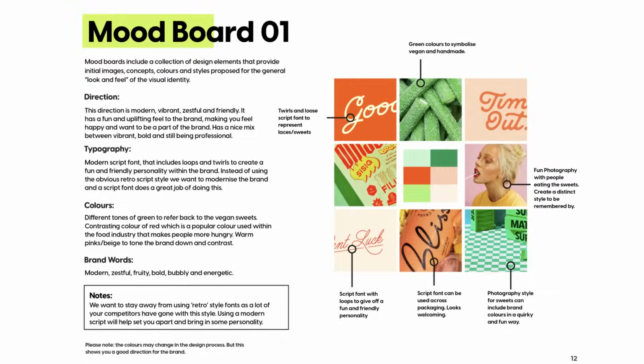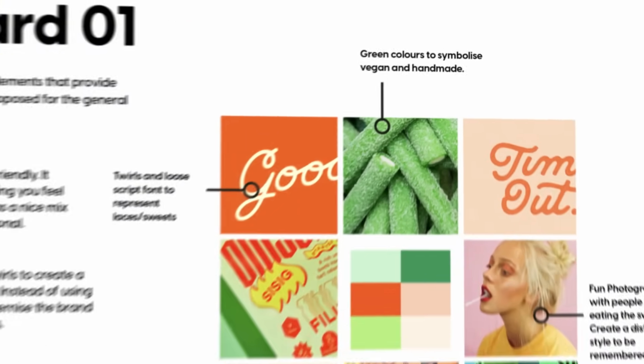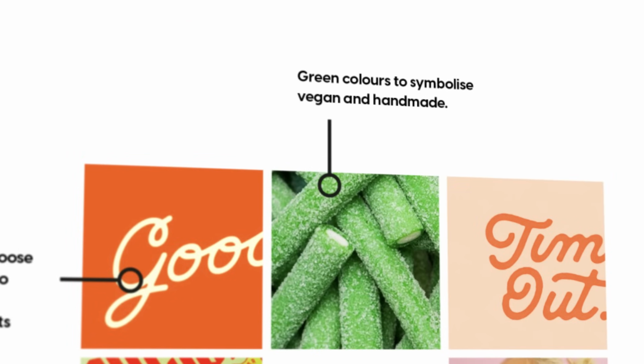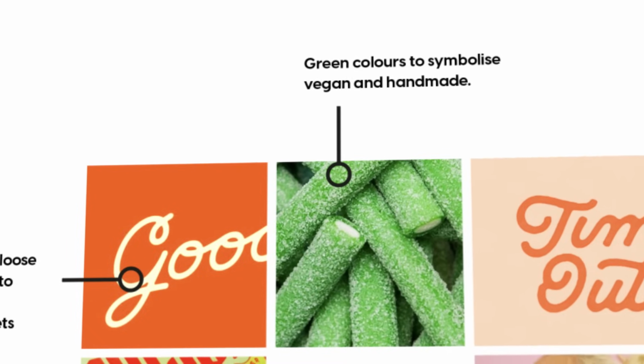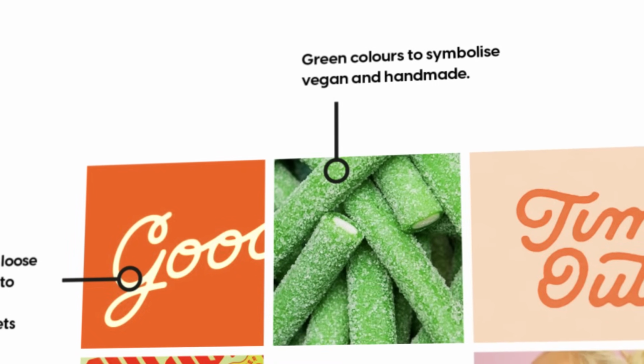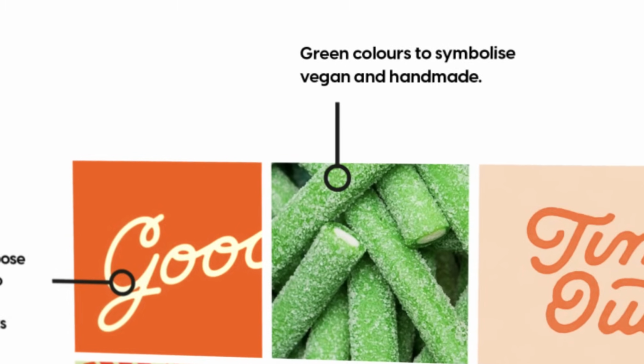so it is really easy for the client to understand. So for example, the imagery of the sweets. I haven't just chosen them because they are the sweets. We've chosen that specific image because of the color, which then leads back to the color palette. So as you can see, it says green colors to symbolize vegan and handmade.